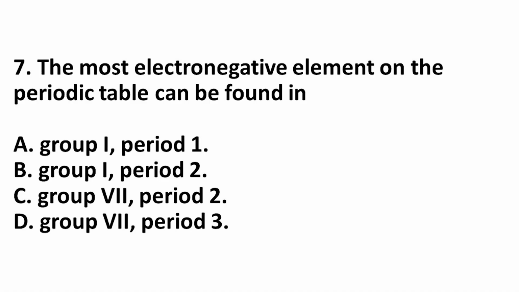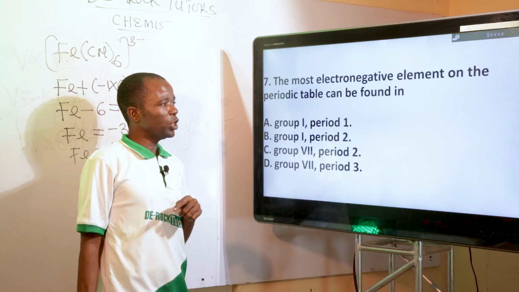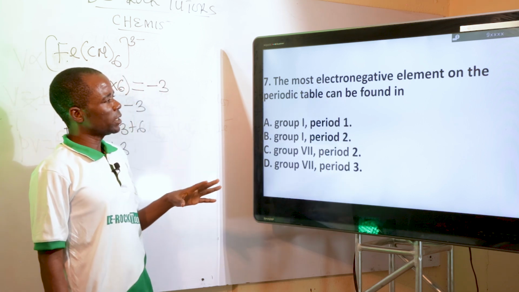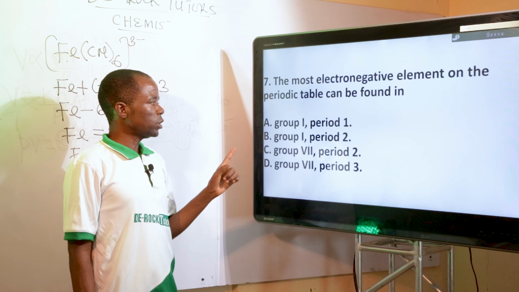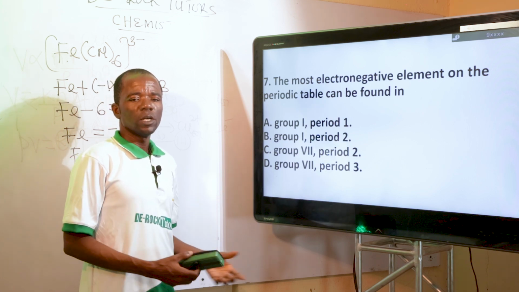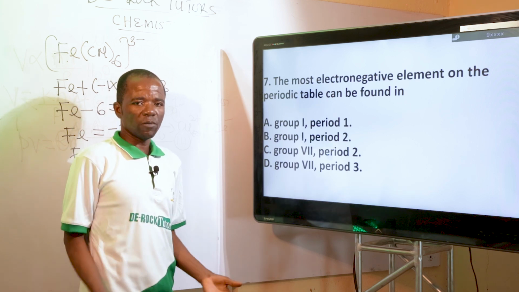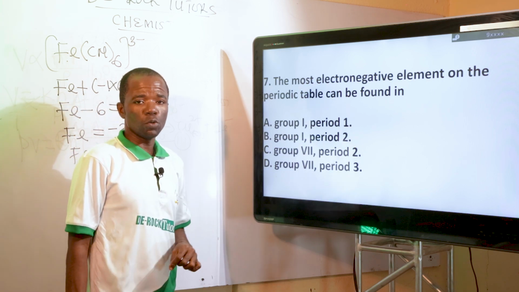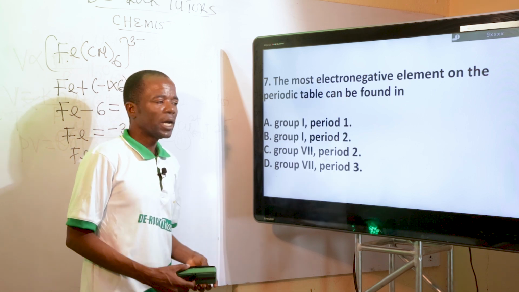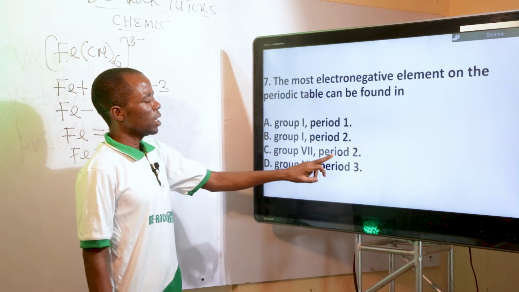The most electronegative element on the periodic table can be found in, there are 118 elements in the periodic table, starting with hydrogen and ending with oganesson. And out of these 118 elements, the most electronegative element is fluorine. The question now is, in which group is fluorine found? In which period is fluorine found? Fluorine is the first element in group 7 in the periodic table. Remember that group 7 is famously referred to as the halogen group, and it is located in period 2. So the correct answer is going to be group 7 and period 2. And if you look at the options, the correct answer is C, group 7 and period 2.